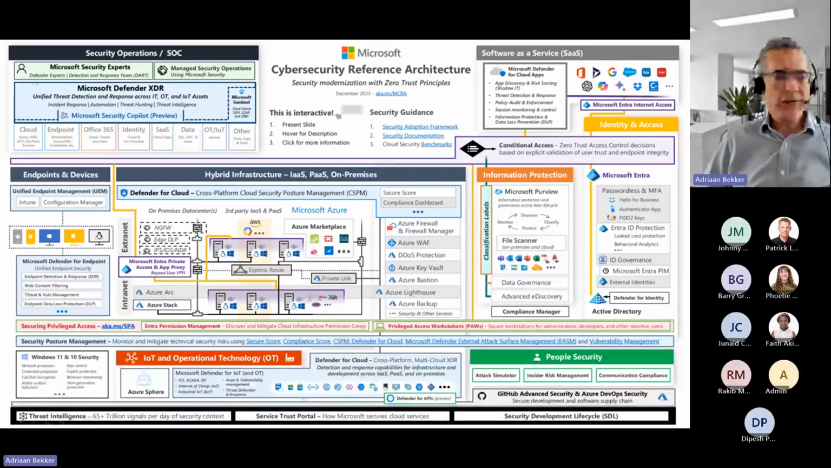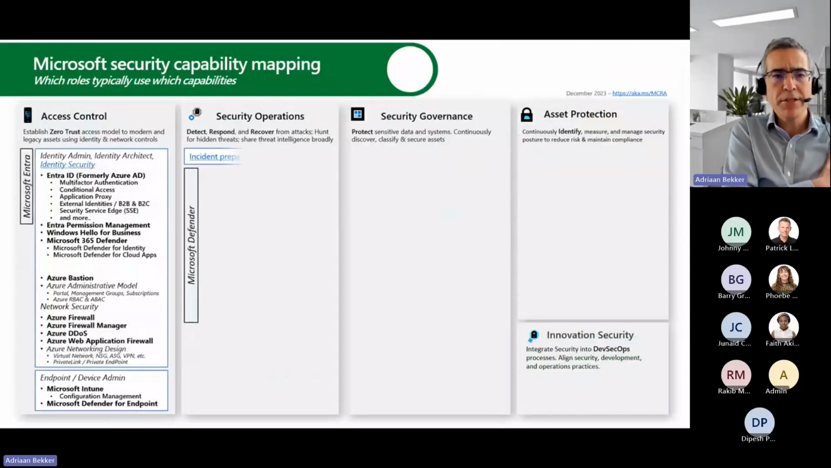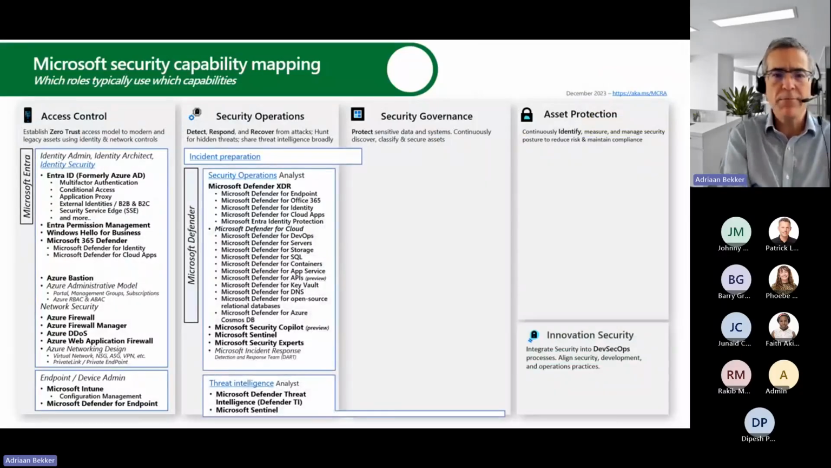So if I then run through very quickly some of the capabilities in each of the areas in the Microsoft solutions, and we will be exploring these moving forward in significantly more detail over the coming weeks and months.